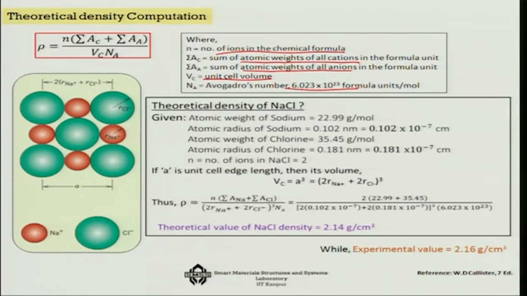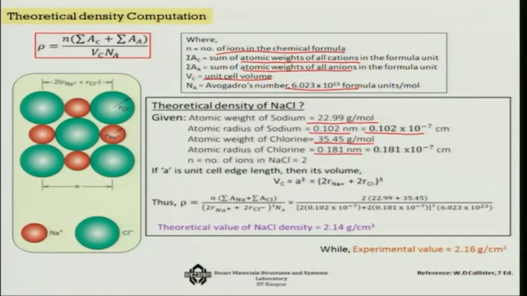So, let us look into this particular example: can we find out the theoretical density of sodium chloride, rock salt? What is known to us? The atomic weight of sodium is 22.99 gram per mole. The atomic radius of sodium is also known to us, about 0.102 nanometer. The atomic weight of chlorine is 35.45 gram per mole, and the atomic radius of chlorine is bigger, about 0.181 nanometer. So, this is the anion which is bigger.